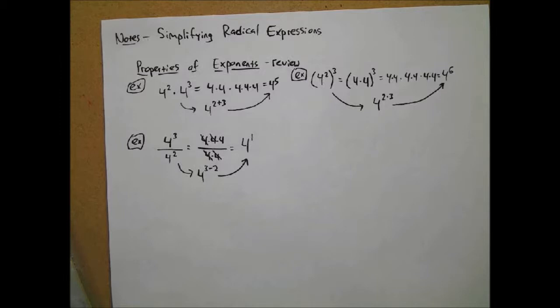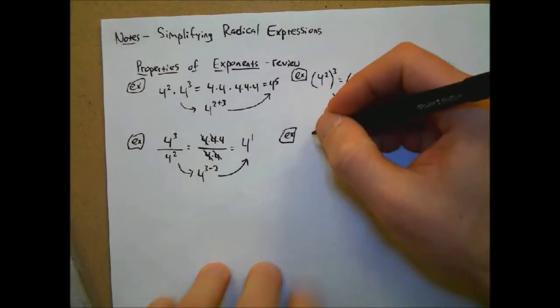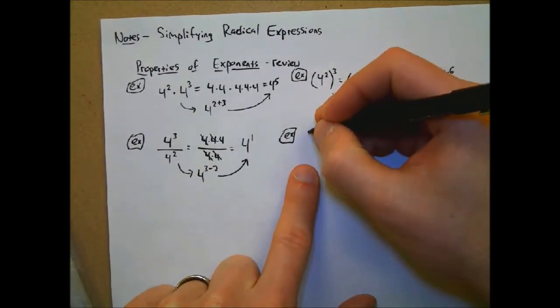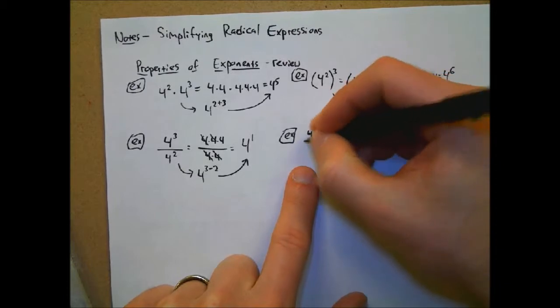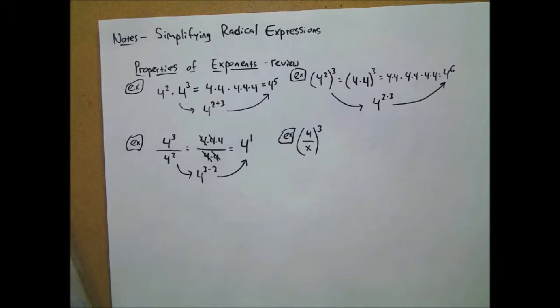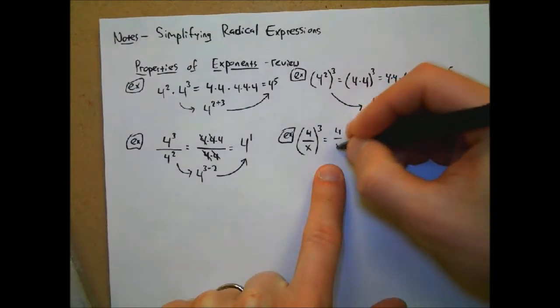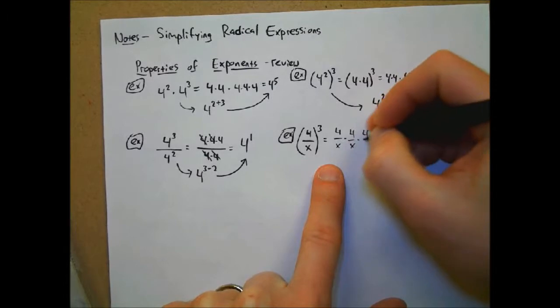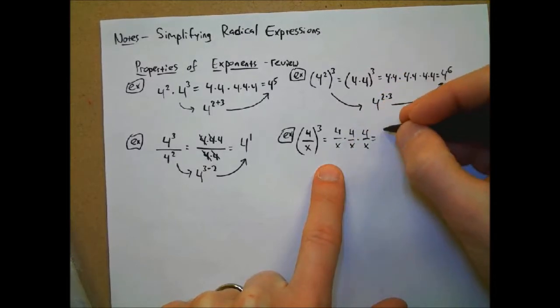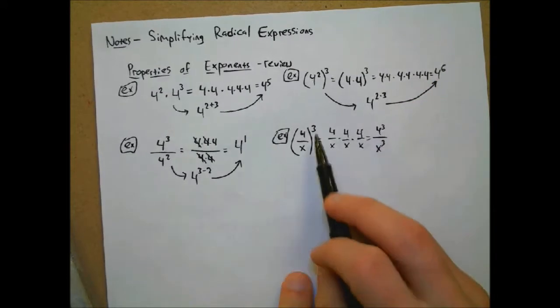A few other properties here, just some basic ones. 4 over x to the third, like this. Okay, 4 over x to the third means 4 over x times 4 over x times 4 over x, right? Which is really the same thing as 4 to the third over x to the third. So in other words, we can distribute that cube, okay?